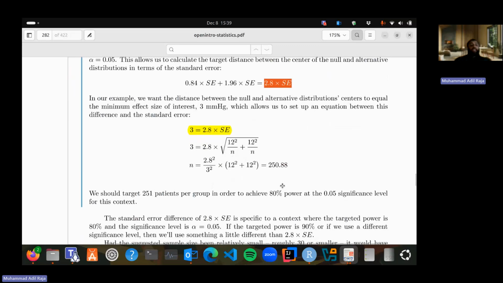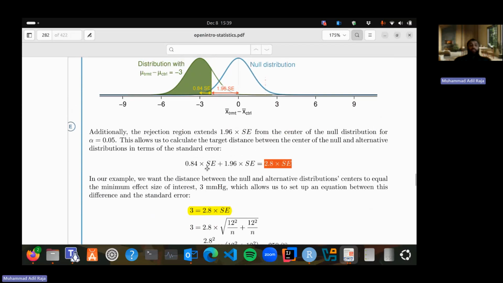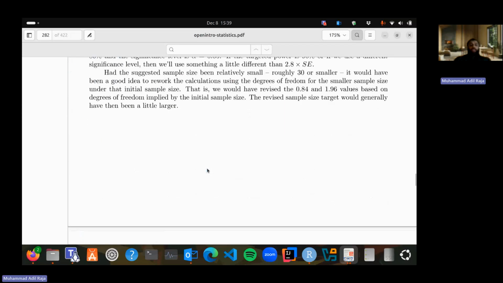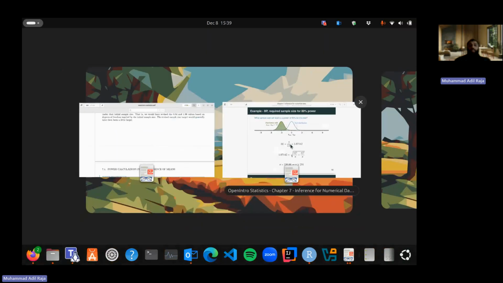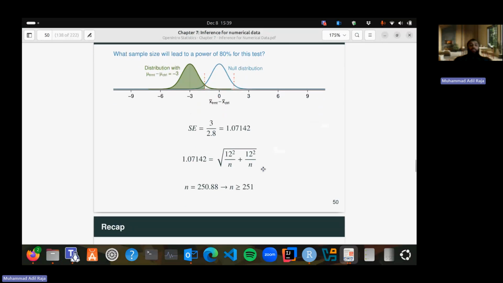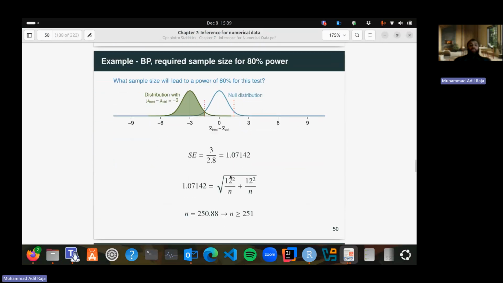So what do we get? This is what we needed: what should be the sample size for a power of 80%? It says we need a sample size of 250.88, or in other words, let's say 251, to get a power of 80%. So this is a good thing. I've done this example and this comes out to be 251.